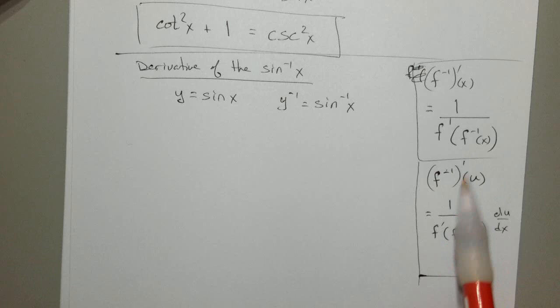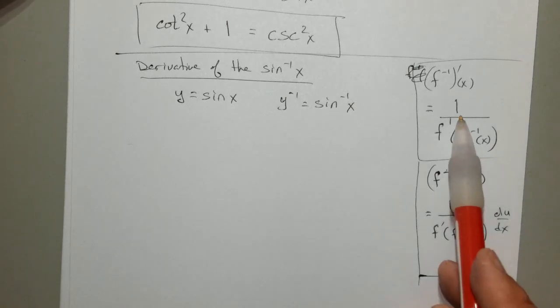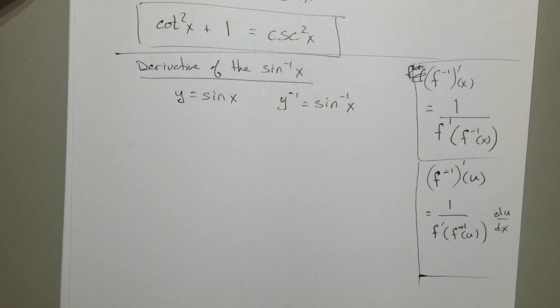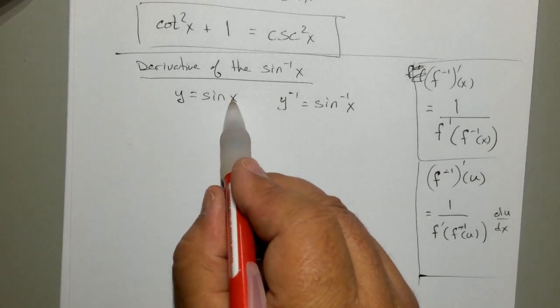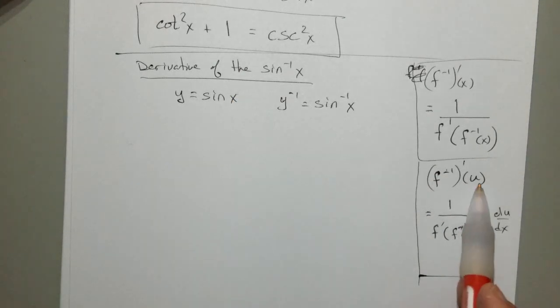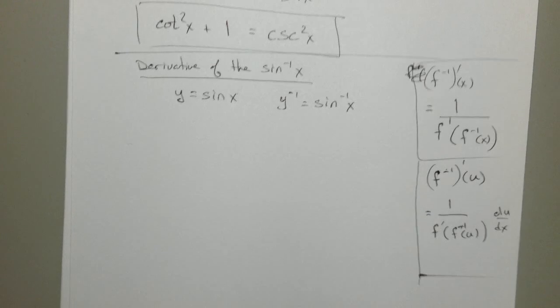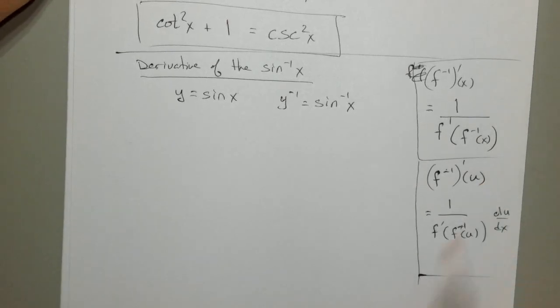The question is, when would you use either of these functions? When would you use the first one? If your function was just x. If it was anything else, if it was x squared or 5x or another equation altogether, then you would use the u function.